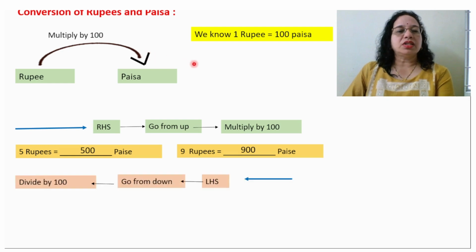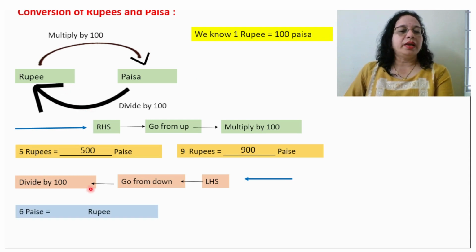Now the second rule, when we will move towards left hand side, we will go from down, and again here we will divide by 100. Take example, 6 paise is equal to how many rupees? So we will go from down, it means we will divide by 100. And now 2 zeros are there, so here also we will leave 2 places, 0.06 rupees.